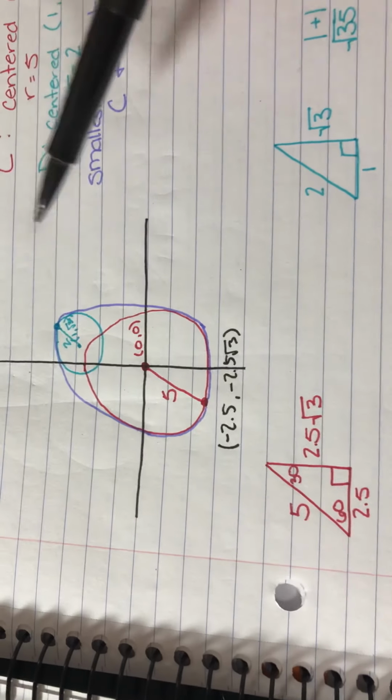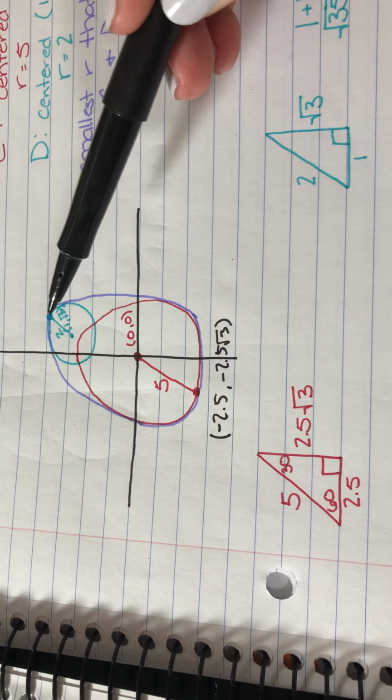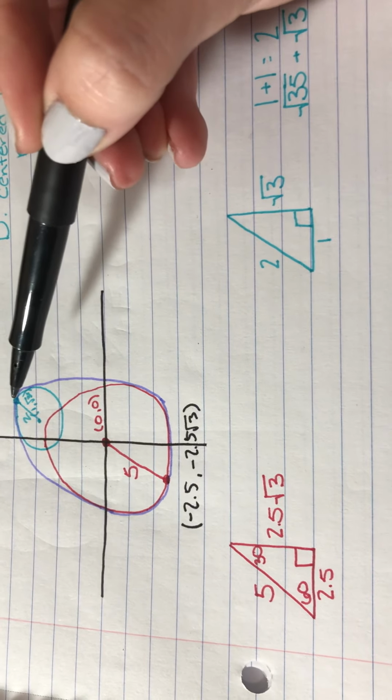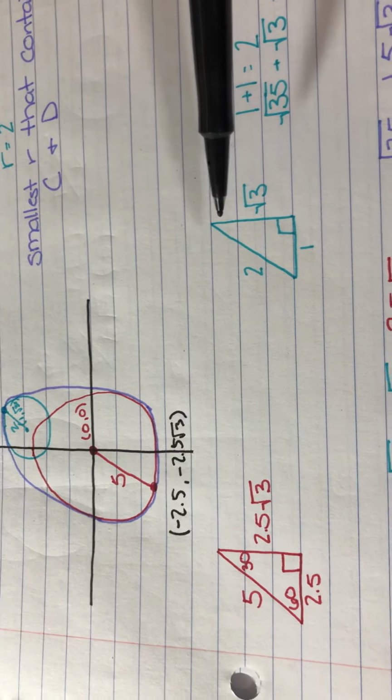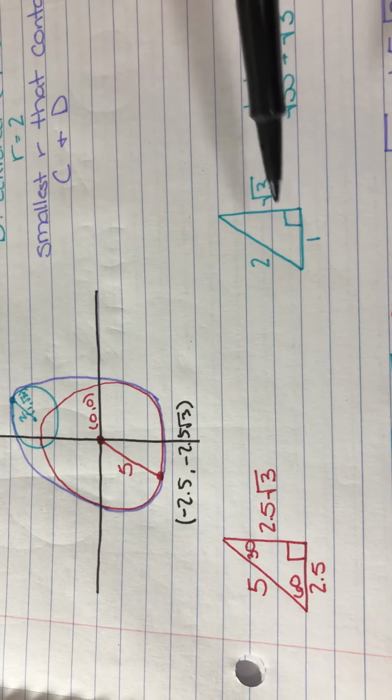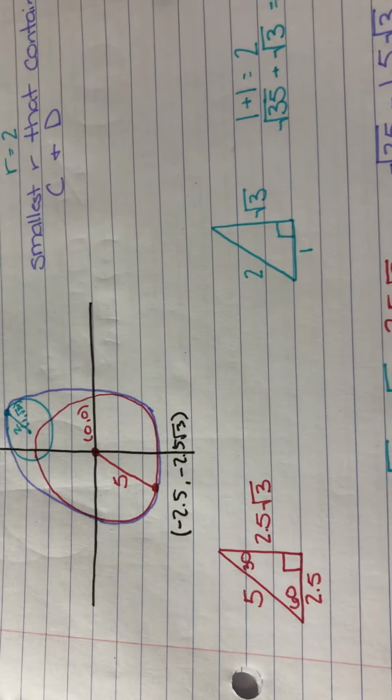And then to find this point up here, you're going to do about the same thing. You cut out a triangle through here, and it's again 30, 60, 90, so the radius is 2, divided by 2, and then square root 3.